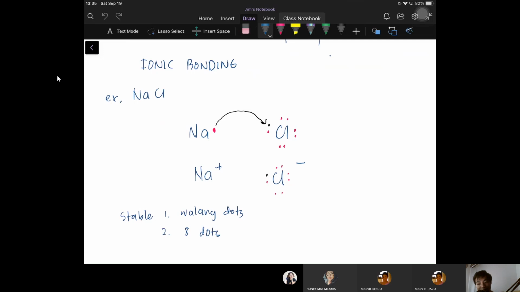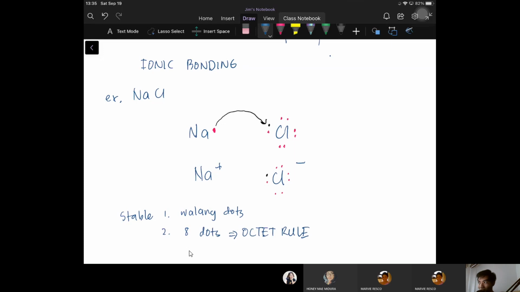So ito yung kanyang visualization process for the ionic bonding. The metals will give off their dots, their electrons to the non-metals now. So yung non-metals, kailangan niya ng 8 dots para maging stable. Itong 8 dot requirement na to, ito yung tinatawag natin na octet rule. Bakit nga ba 8, no? Ba't hindi pwedeng 10? Ba't hindi pwedeng 6?